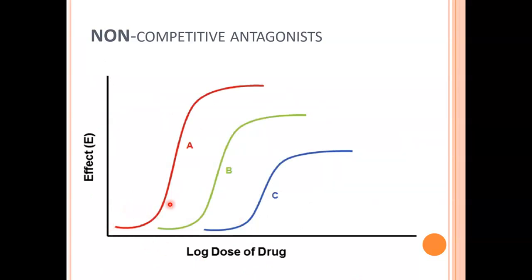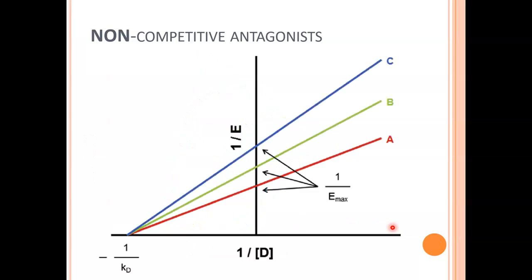So as we increase our non-competitive antagonist, here is none. We see our normal effect. As we increase the antagonist, though, the actual effect goes down because we have fewer receptors, and we also need a higher dosage of drug as well. So as more non-competitive antagonist goes in, eventually you will see no effect whatsoever. And in the Lineweaver-Burk plot, you see this as a drop on the y-axis.